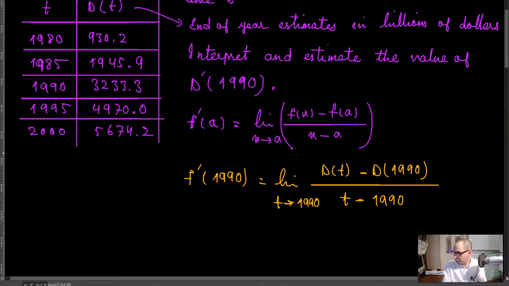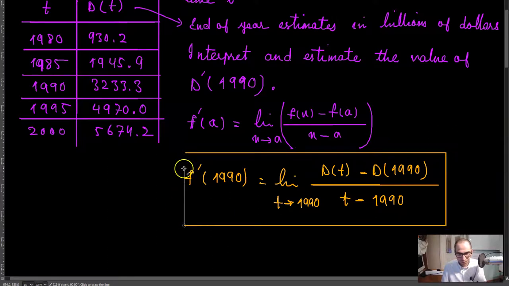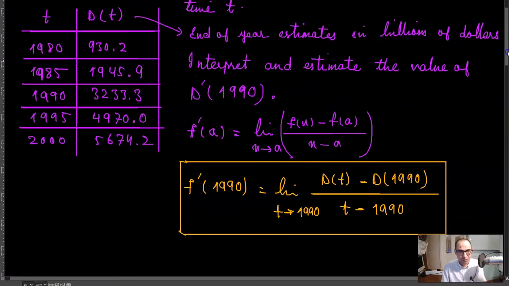So that way you could write this expression, and if you had D of t, you would be able to calculate this, right? But the problem is that we don't have D of t over here, so we don't have any algebraic relationship between D of t and t, and we cannot use this expression over here. What we can do is see that at t equals 1990, we have the value of the function, right? At t equals 1985, we have the value of the function.